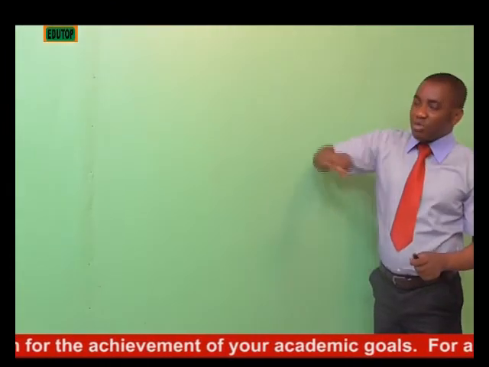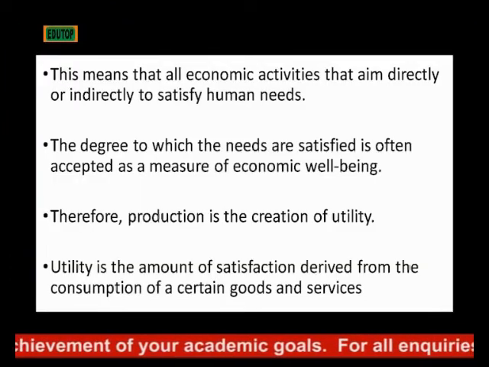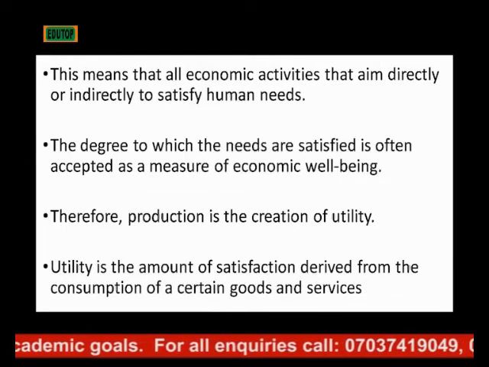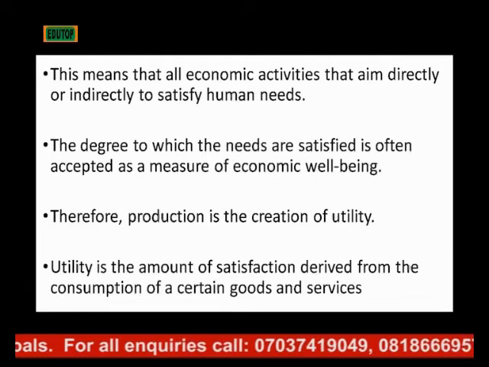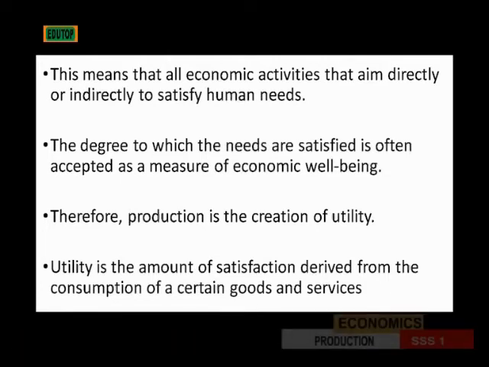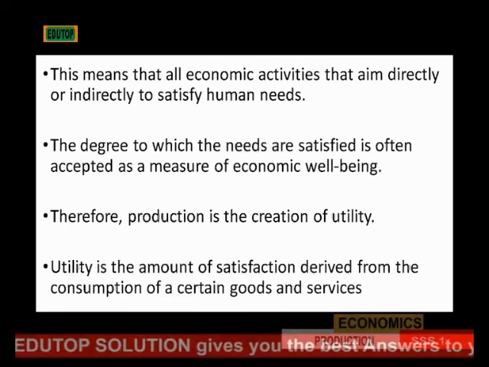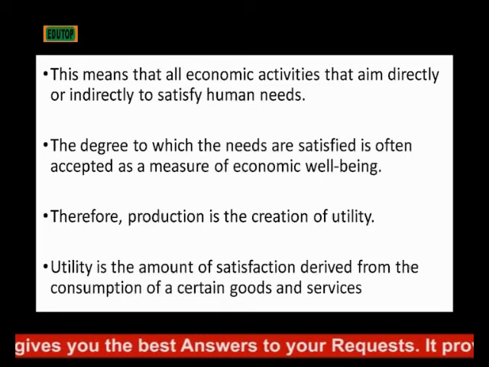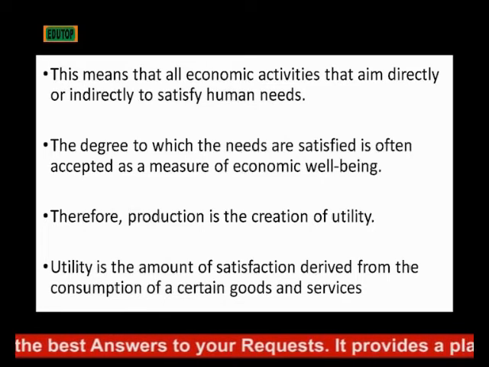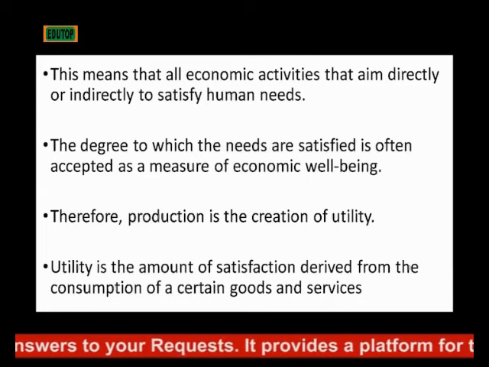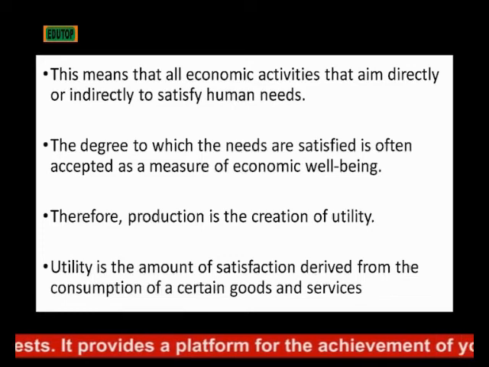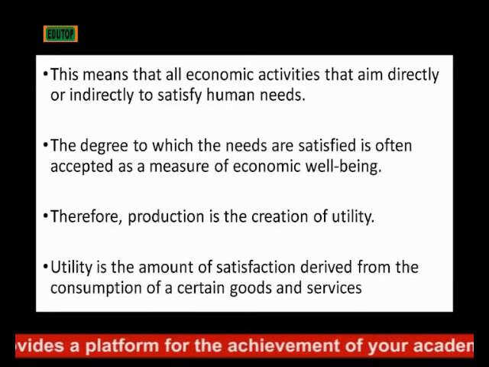This means that all economic activities that aim directly or indirectly to satisfy human wants is what we refer to as production. The degree to which the needs are satisfied is often accepted as a measure of economic well-being, and therefore we can define production as the creation of utility. I explain utility to be satisfaction. Utility is the amount of satisfaction we derive from the consumption of a particular product and services.